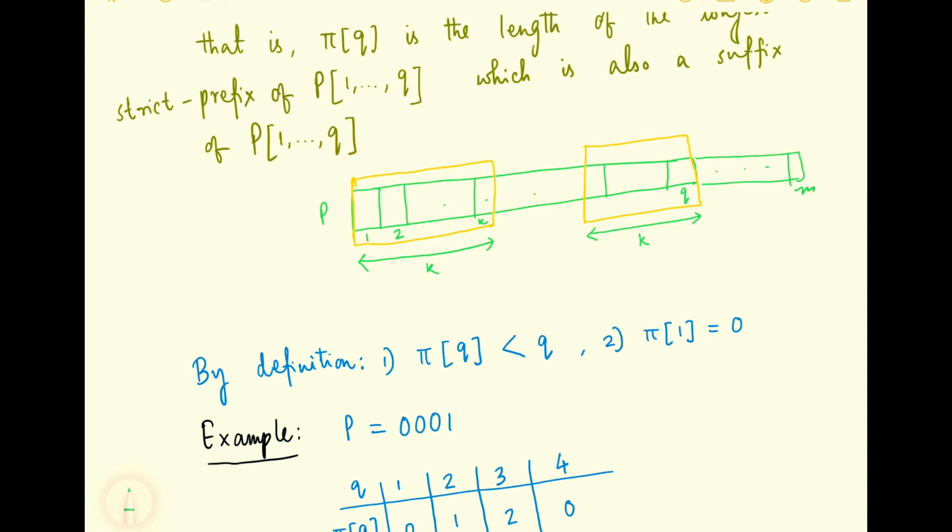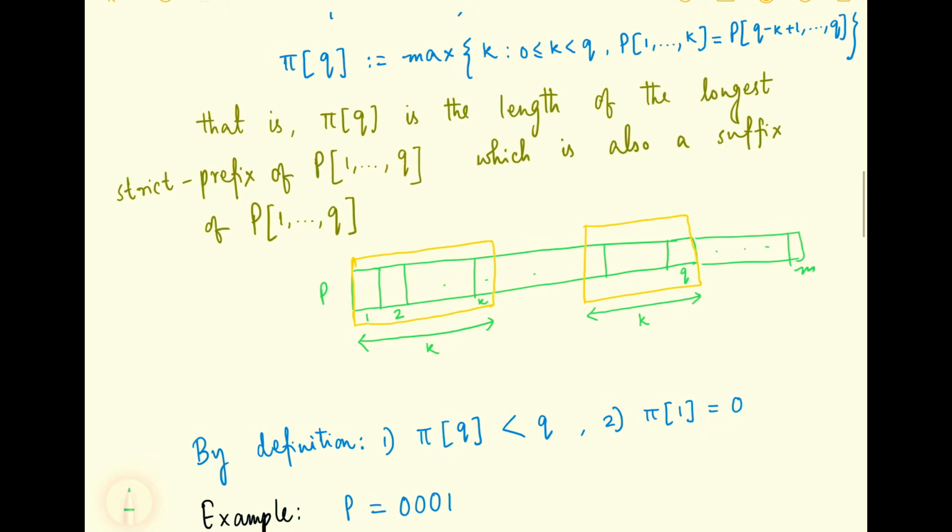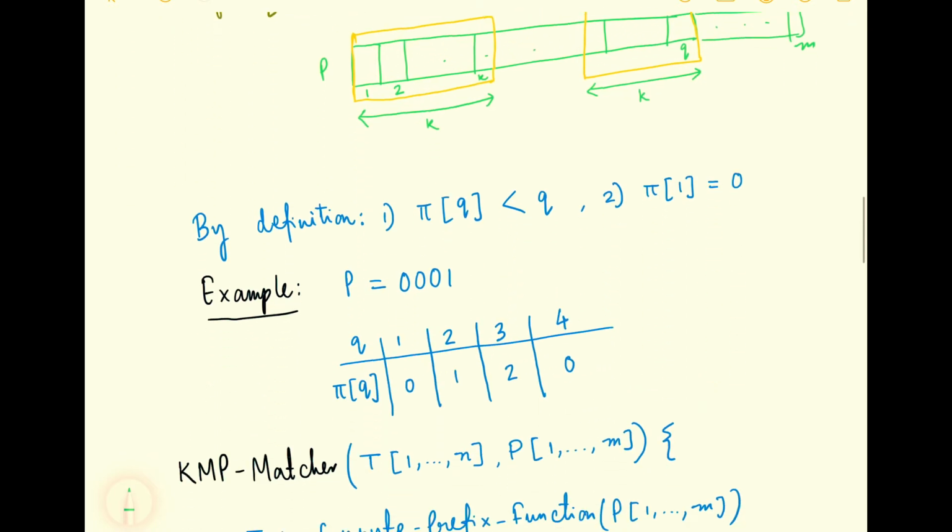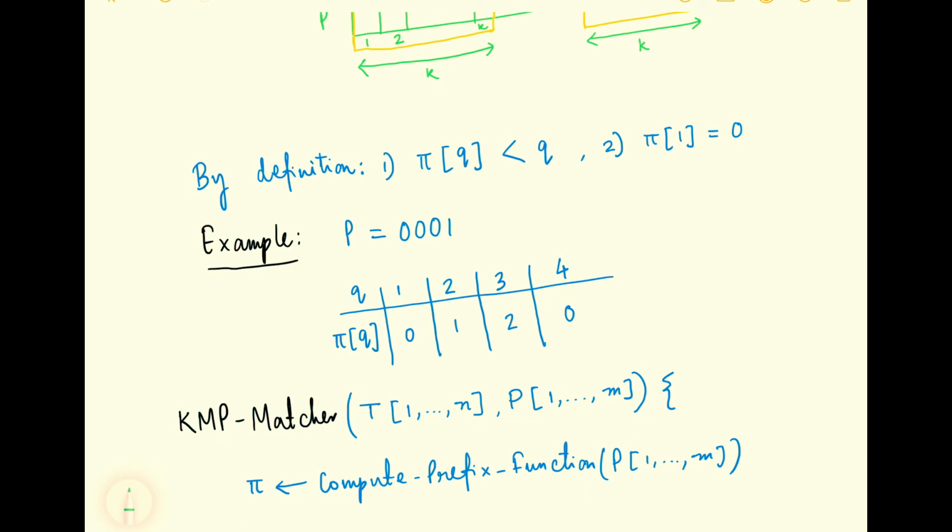So by definition, we can see that pi q is strictly less than q because k has to be strictly less than q. We are working with a strict prefix, and pi 1 is 0 because if q equals 1, then pi 1 has to be strictly less than 1, and the only k that is available while computing pi 1 is 0.